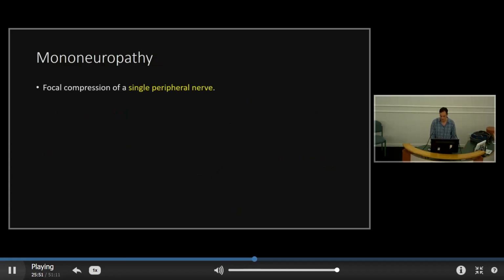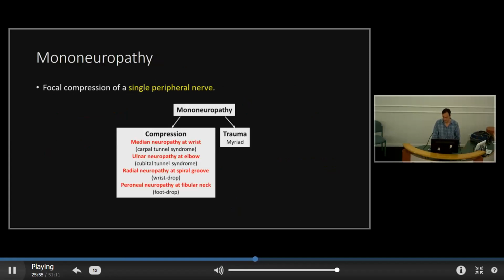Mononeuropathy. Okay, so this is just a focal compression of a single peripheral nerve. The four that I mentioned that are super common are median neuropathy at the wrist, also known as carpal tunnel syndrome. It's the most common. There's ulnar neuropathy at or near the elbow, which is also known as cubital tunnel syndrome. There's a radial neuropathy, which is usually at this place called the spiral groove. If you look up your anatomy of the upper limb, it'll give you a wrist drop clinically. And then there's a peroneal neuropathy at the fibular neck, which gives you the foot drop.